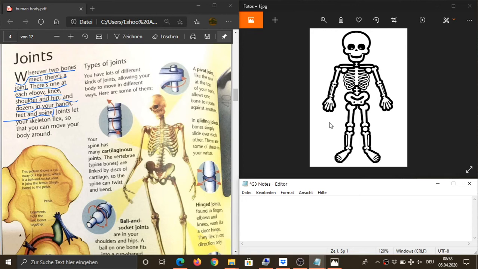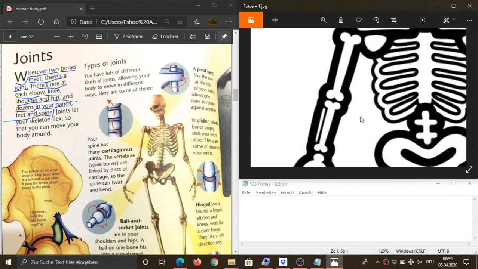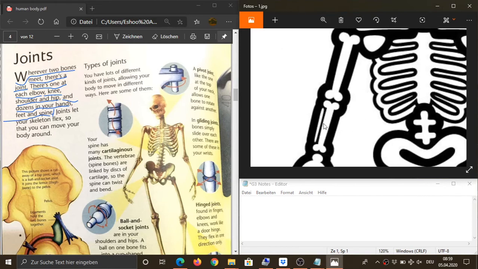So look at Mr. Skeleton. Do you see this part of Mr. Skeleton? These are two bones of Mr. Skeleton that are stuck with one another, or placed on top of one another. Between them you have a joint. Do you see this one? That's a joint. It's connecting these two bones.